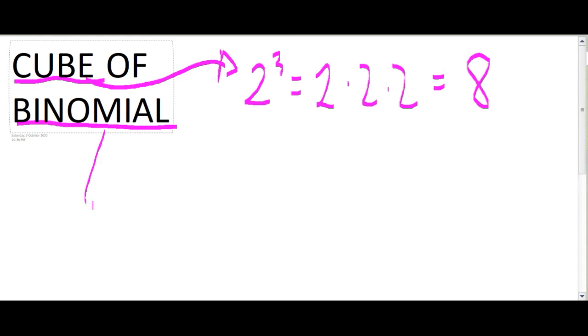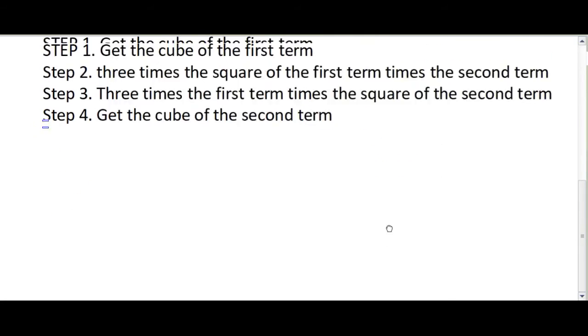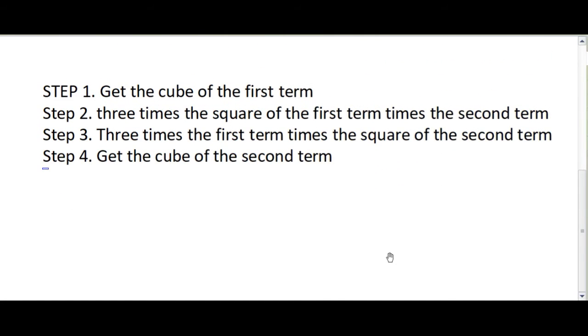Now, when you talk about binomial, ang binomial ay isang polynomial na may dalawang term. So, this is x plus y. Ibig sabihin ng cube of binomial, we're going to use x plus y thrice or 3 times as a factor. Now, to answer that, there are steps. Kaya nga, special product siya, may pattern. So, to get that, ayan na yung pattern or yung steps.